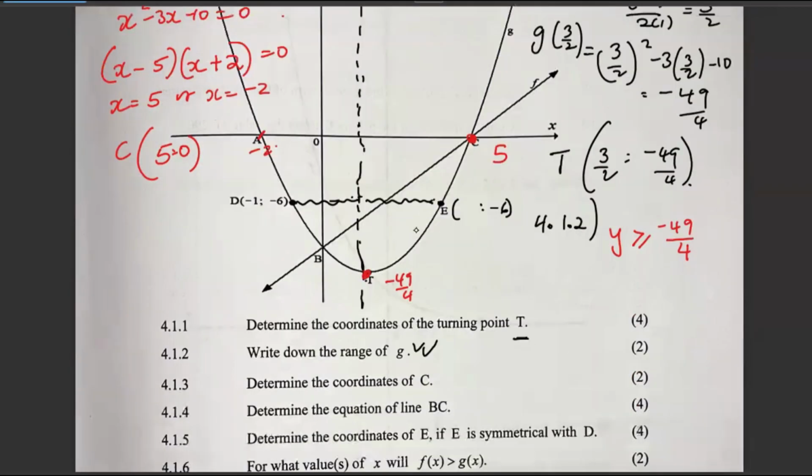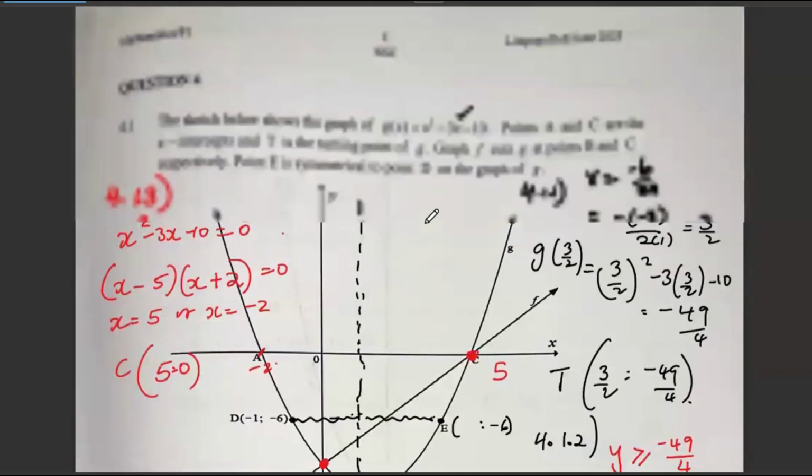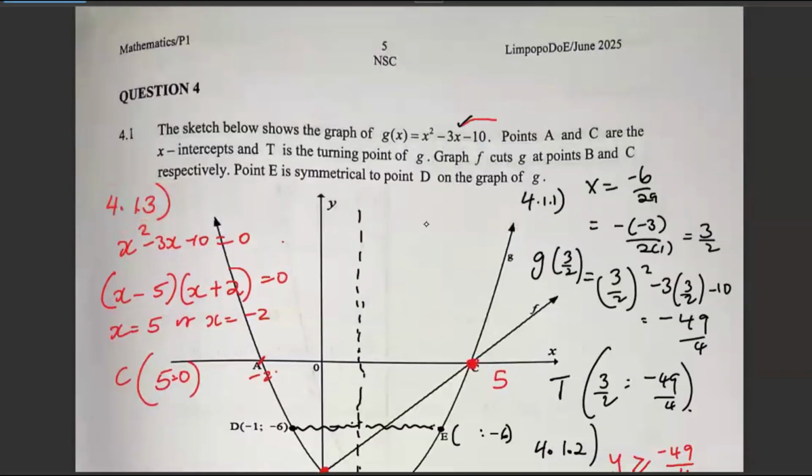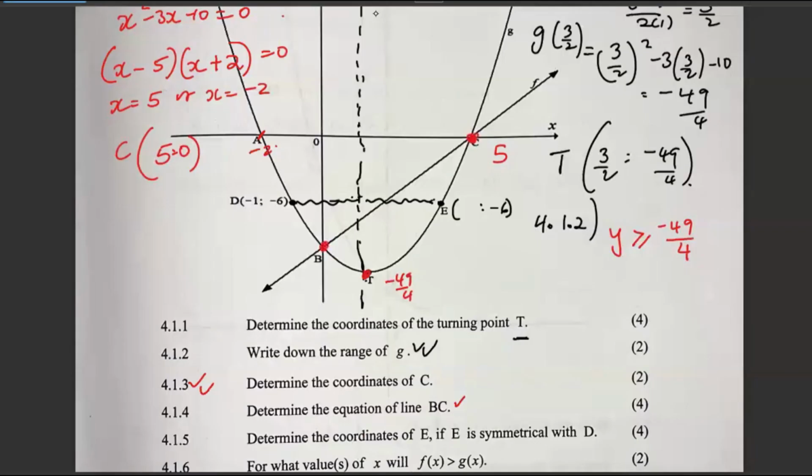Then 4.1.4, determine the equation of BC. Now, for us to get the equation of BC, which is a straight line, we already have this as 5. We can get this point here, which is the y-intercept. This -10 here is automatically our y-intercept because x will be 0 at this point. So this is -10. So all we need is just to find the gradient. I don't know, why did they give it 4 marks?